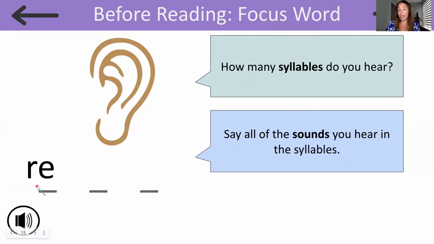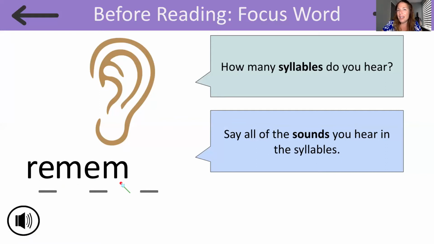Okay, so if we were clapping it out, what's the next syllable? What are the sounds that you hear in the next syllable? Re, mem. So m. What sounds do you hear? And how would we spell that? M. M-E-M makes the M sound part that we hear.